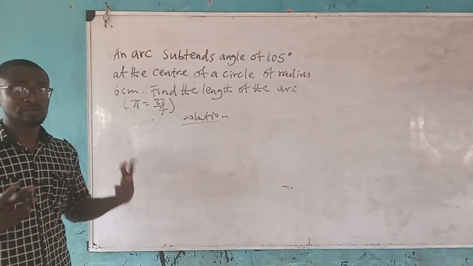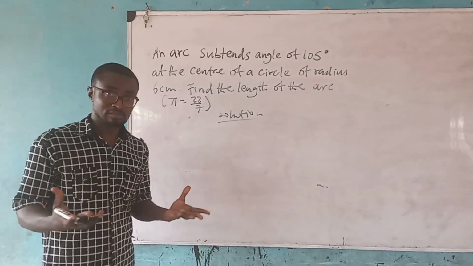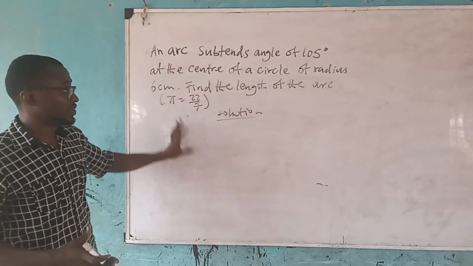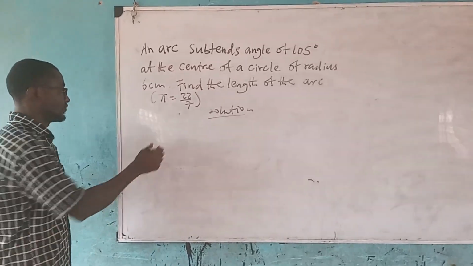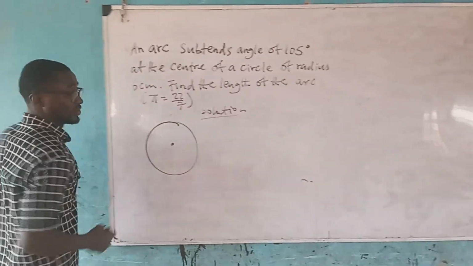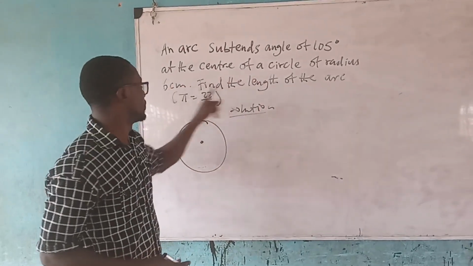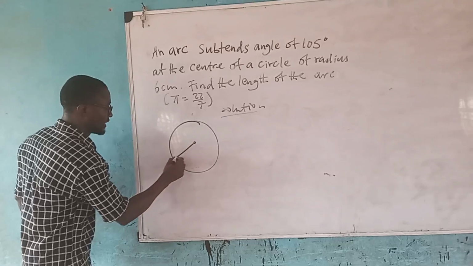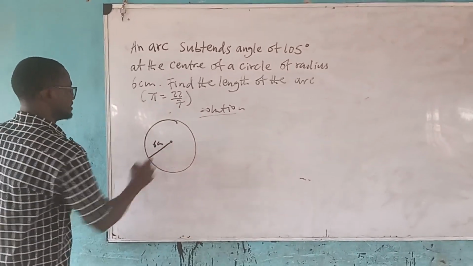To make this question easier and more practical, I'm going to sketch it in the form of a diagram, so it will serve as a guide in solving this. First of all, I want to sketch our circle, with the center of the circle. We are told that the circle has a radius of 6 centimeters. Any line drawn from the center to any part of the circumference is a radius. So here we have 6 centimeters.